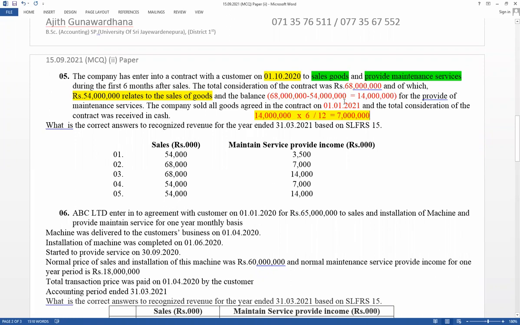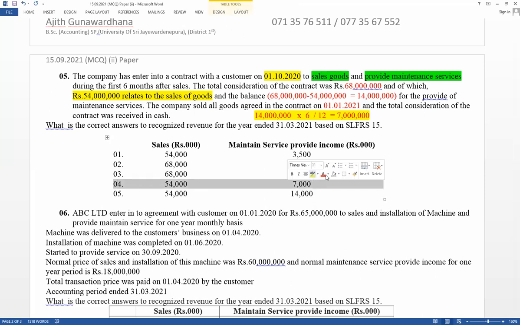The maintenance service has not been given for 6 months. It was promised for 6 months. Only 3 months are done so far. Therefore, as maintenance service income, you have to consider only 6/12. Look, you cannot take 14,000. Performance obligation not satisfied. The promised things are not finished, not fulfilled yet. The 6 months of service has not been given. Therefore, as maintenance service income, you have to consider only 7,000. But the sale of goods was completed. 54,000 can be considered as sales, but maintenance service income is 7 thousand. Therefore, the answer is the fourth one. Standalone selling price has not been given.